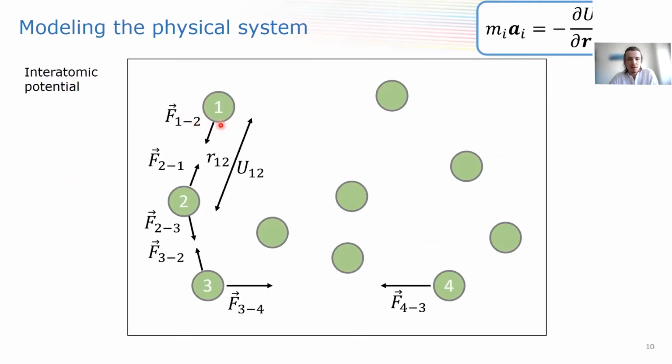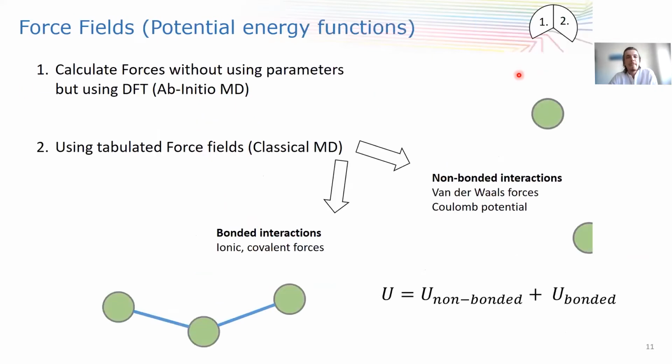As these atoms see each other, they will apply a force to each other. So atom 1 will force atom 2 and vice versa. And this will create some interatomic potential. So the next step, as we said before, we want to use this negative gradient of a potential to calculate the acceleration. We need to define this potential, or force field, or potential energy function.